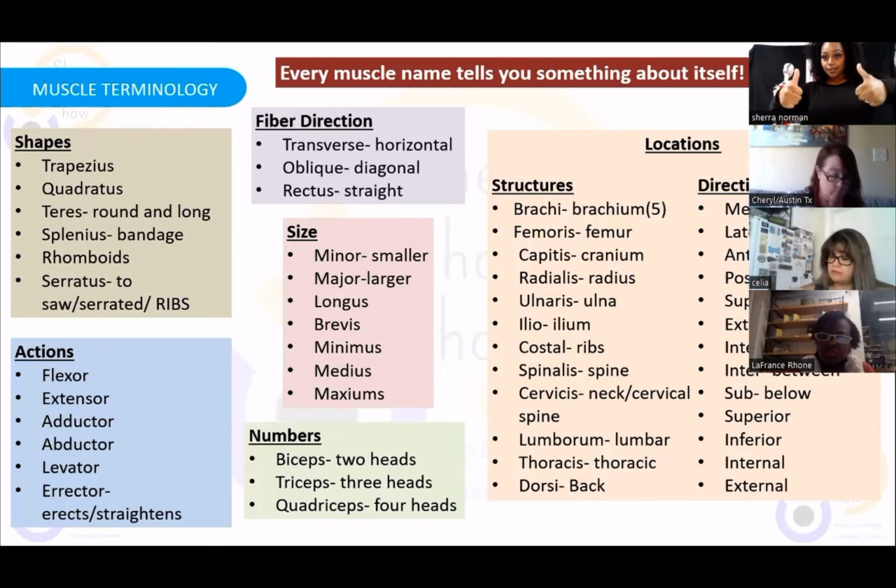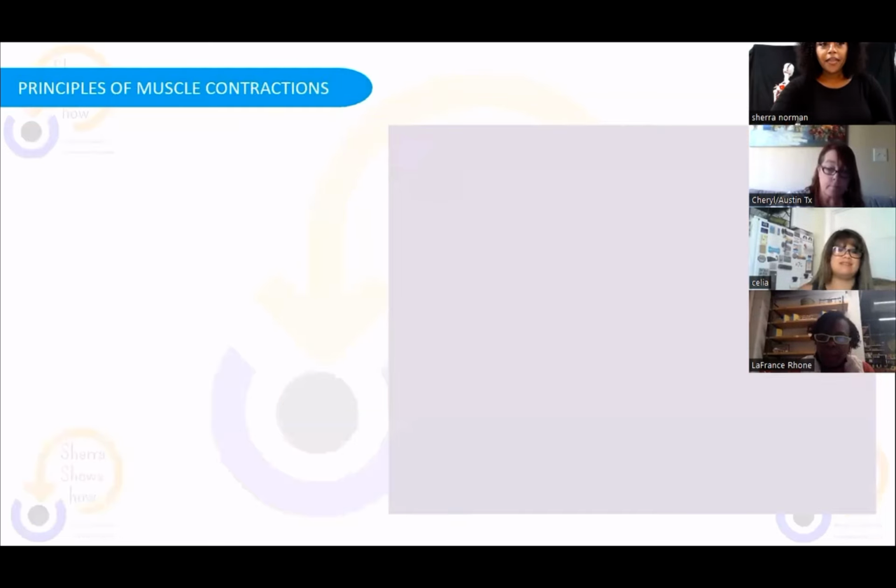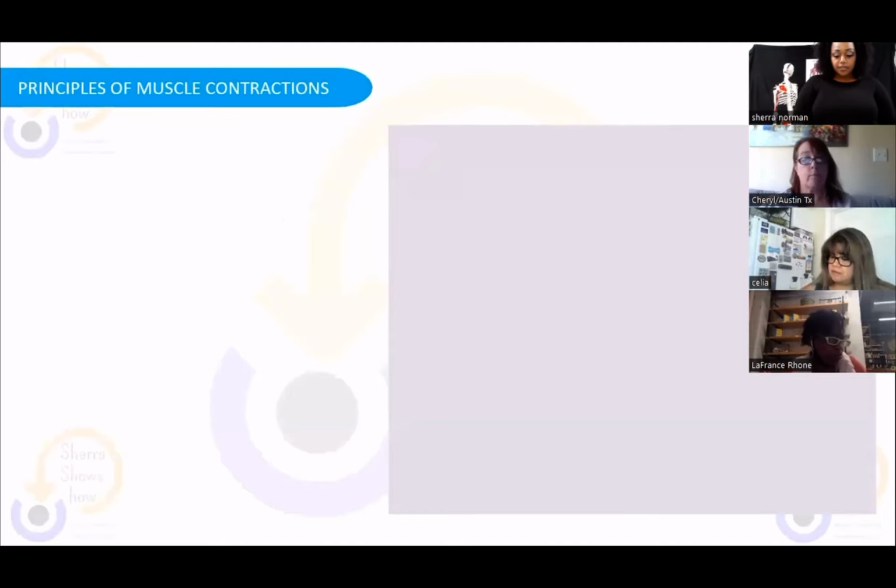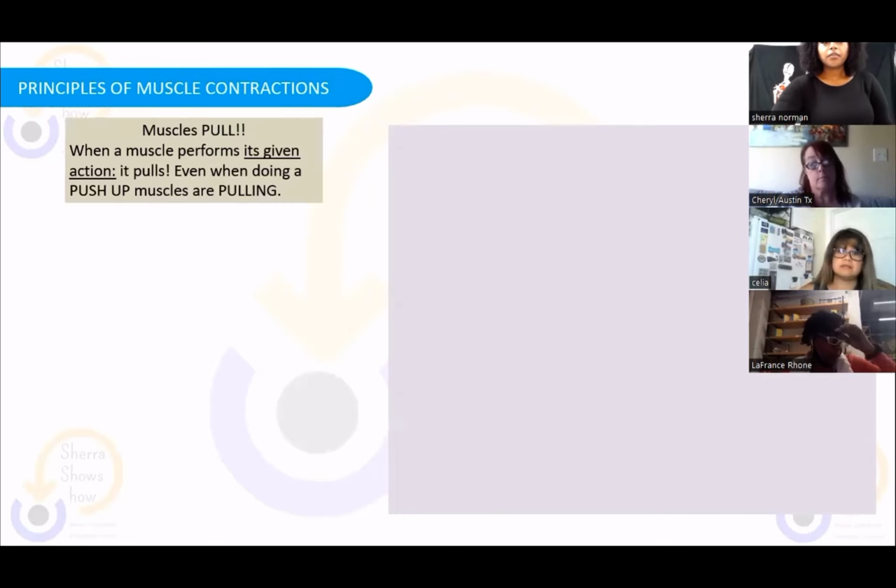We're good? Thumbs up, everybody? Okay. All right, so some principles of muscle contractions that'll kind of help you. All right, please remember that muscles pull, okay?